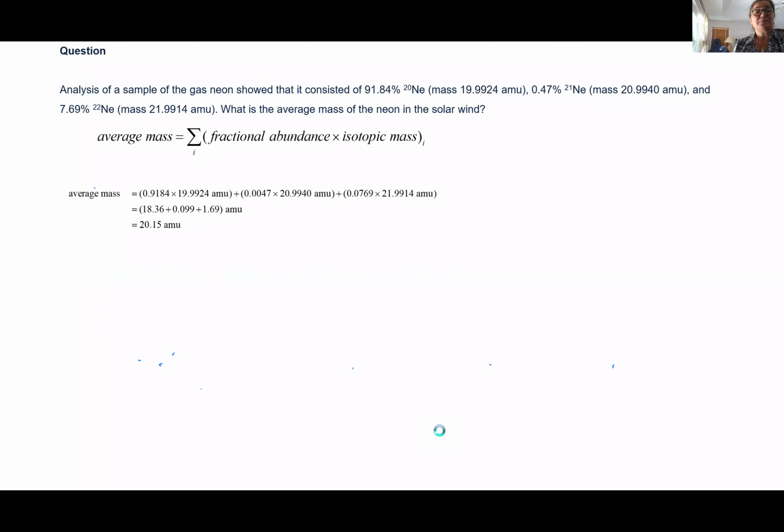So let me see if I have an example here that makes it easier. In this example, you could see a sample of the gas neon. It shows that you have 91% of neon-20, 0.47% of neon-21, and 7.69% of neon-22. So we have 3 of them. So when you are summing up, we have to have 3 separate parentheses, and each parenthesis would give the fractional abundance.